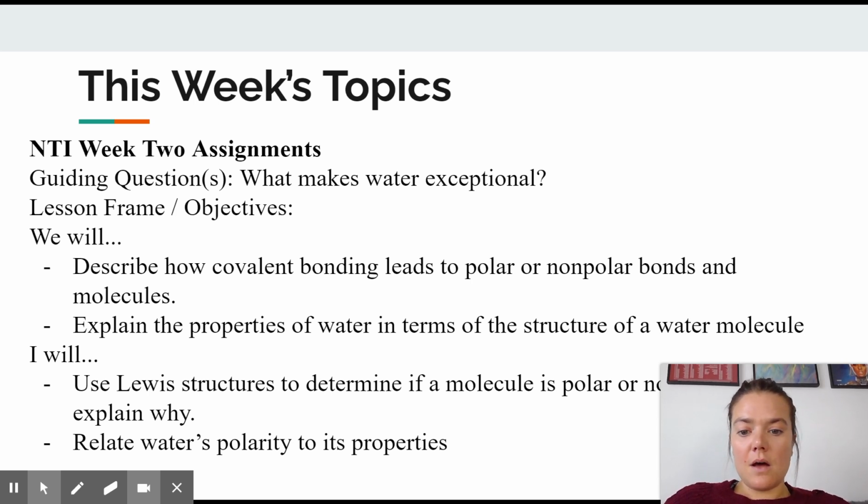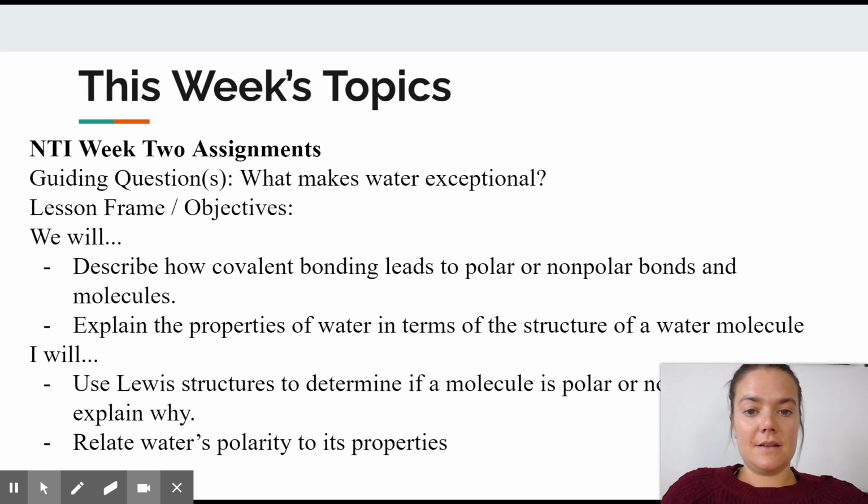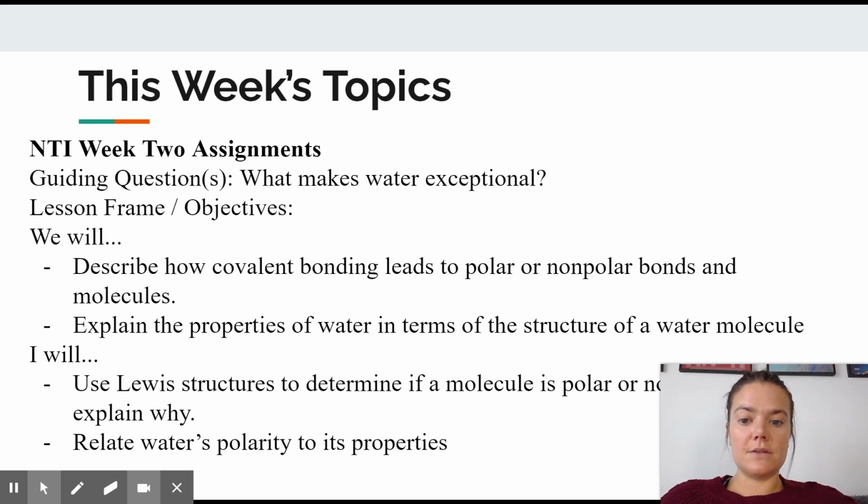So this week, we again are talking about what it means to have a polar molecule. We spent a lot of time distinguishing between ionic, polar, and nonpolar covalent bonds, but now we need to think about what that means when we look at the whole molecule. We're specifically going to look at the water molecule, which is an exceptional molecule that is vital to life on Earth. And part of the reason that it is so important and so versatile is because of its polarity.